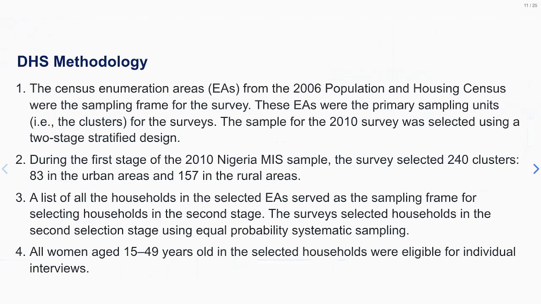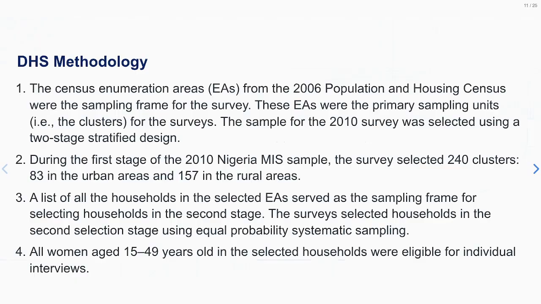Let us look at the DHS methodology. So the DHS conducts periodic nationwide surveys looking at various health outcomes. And so in the DHS method, the census enumeration area from the population and housing census constitutes the sampling frame for the survey. And these enumeration areas are the primary sampling units. So they are the clusters for the survey.